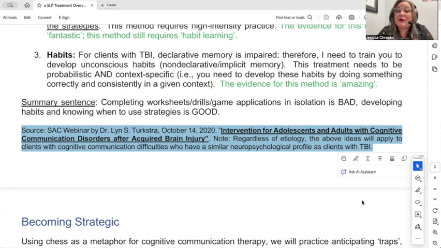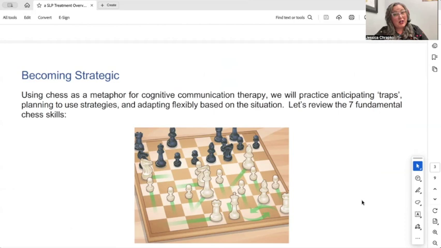And interestingly, regardless of the cause, the above ideas will apply to clients with cognitive communication difficulties who have a similar neuropsychological profile as those with traumatic brain injury. So it's not just for clients with traumatic brain injury, but also for those who have challenges that are similar to traumatic brain injuries.